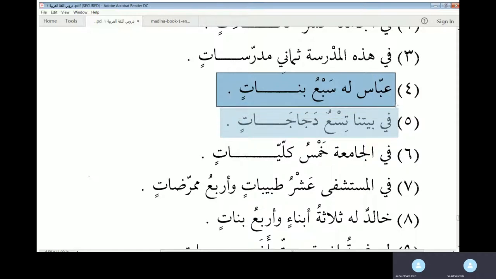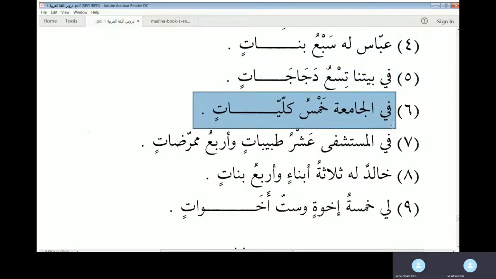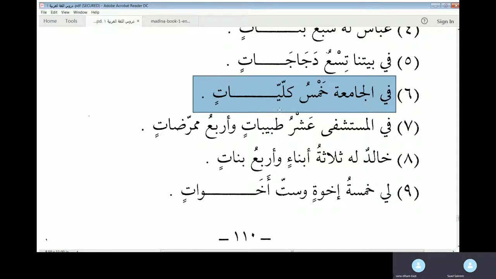في بيتنا تسع دجاجات. In our house, there are nine dajajat. What is the meaning of dajajat? Bicycles? No. Dajajat means chickens, hens. In our house there are nine hens. في الجامعة خمس كليات. In the university, there are five faculties.